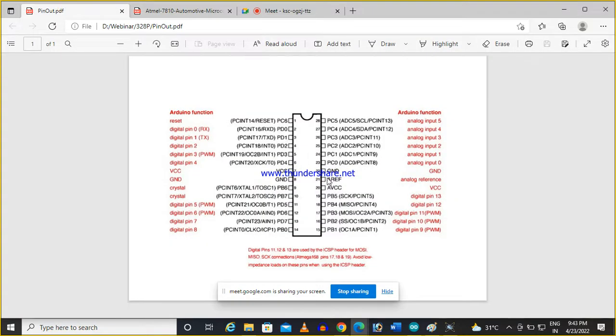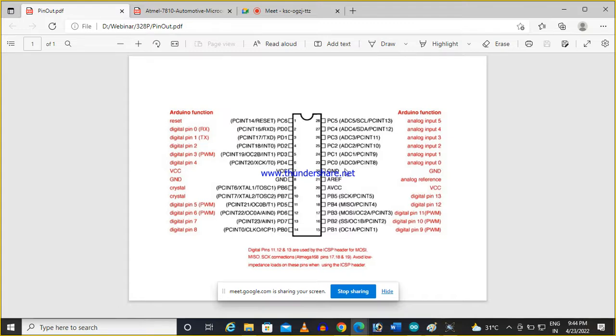Yes, sir. So this is the pinout of that particular IC. You see here the ADC pins: ADC 0, ADC 1, ADC 2, ADC 3, ADC 4, ADC 5. So there are six ADC channels in that particular microcontroller.